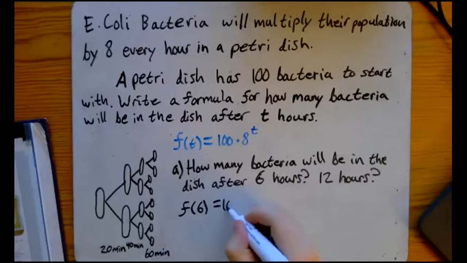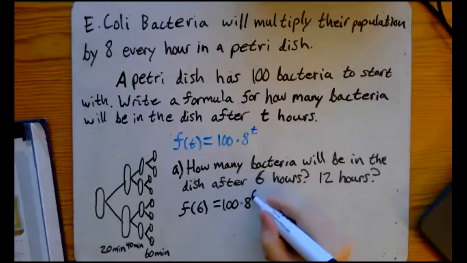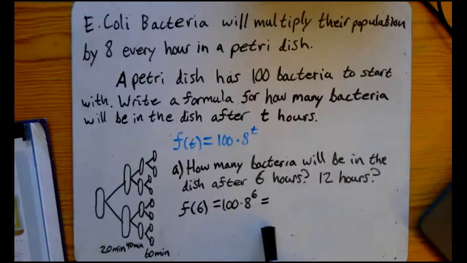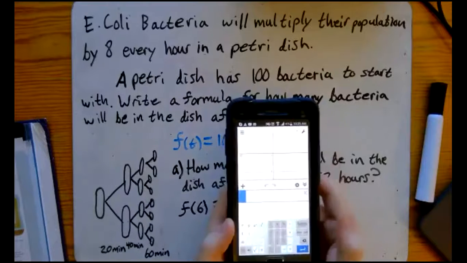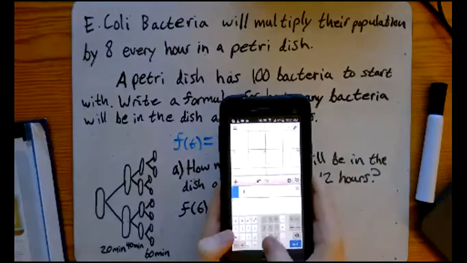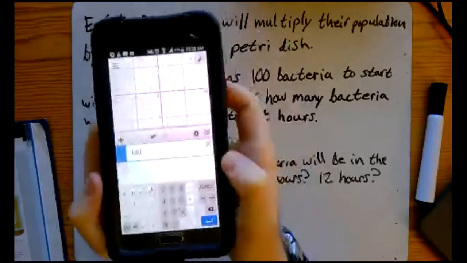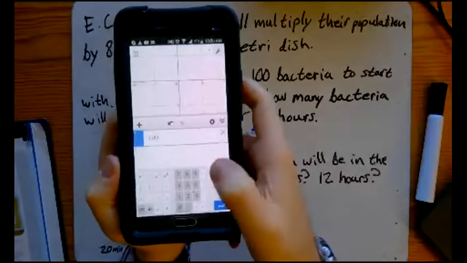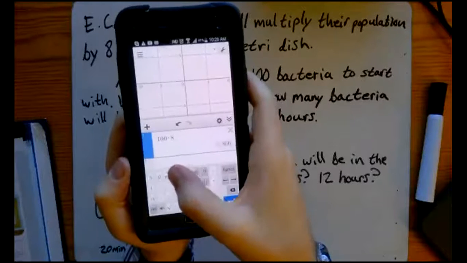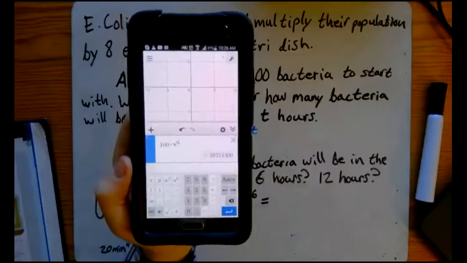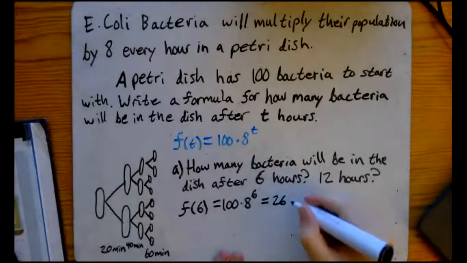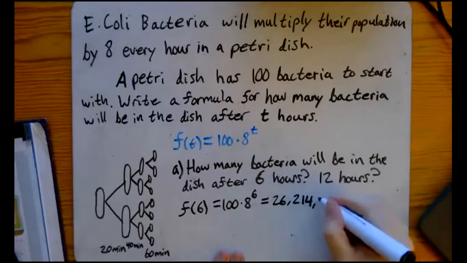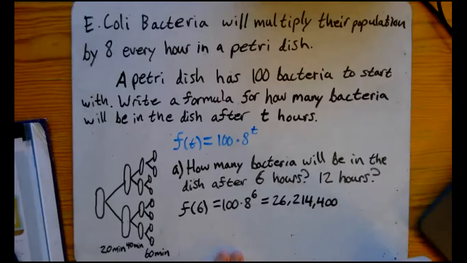That'd be F of 6 equals 100 times 8 to the 6. So 100 times 8 times 8 times 8 times 8 times 8 times 8. Probably better just to use a calculator on this, huh? So this would be 100 times 8 to the power of 6, which gives us 26,214,400. That's getting pretty gross.